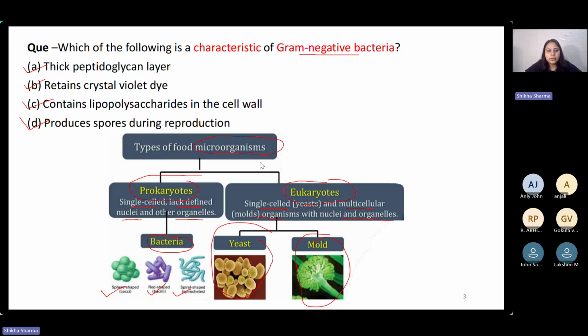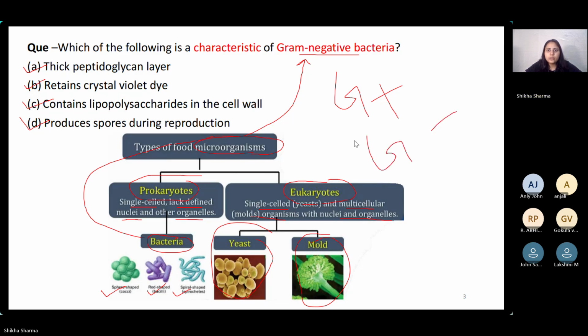Now here we are talking about bacteria, as in the first question, which is about the classification of bacteria. The bacteria can be gram positive and it can be gram negative. So we need to tell which among these four is the characteristic of gram-negative bacteria. Anyone who would like to answer this question?